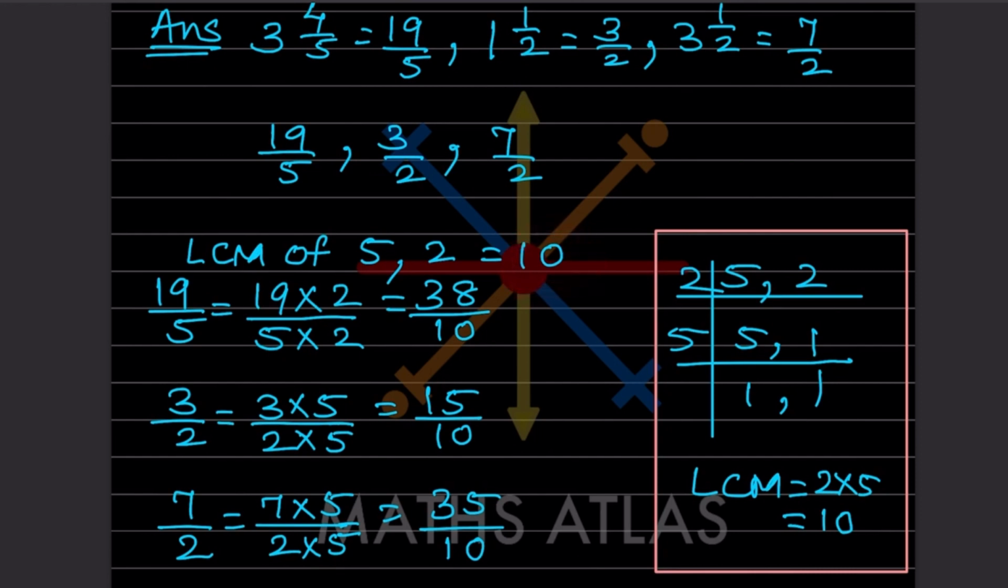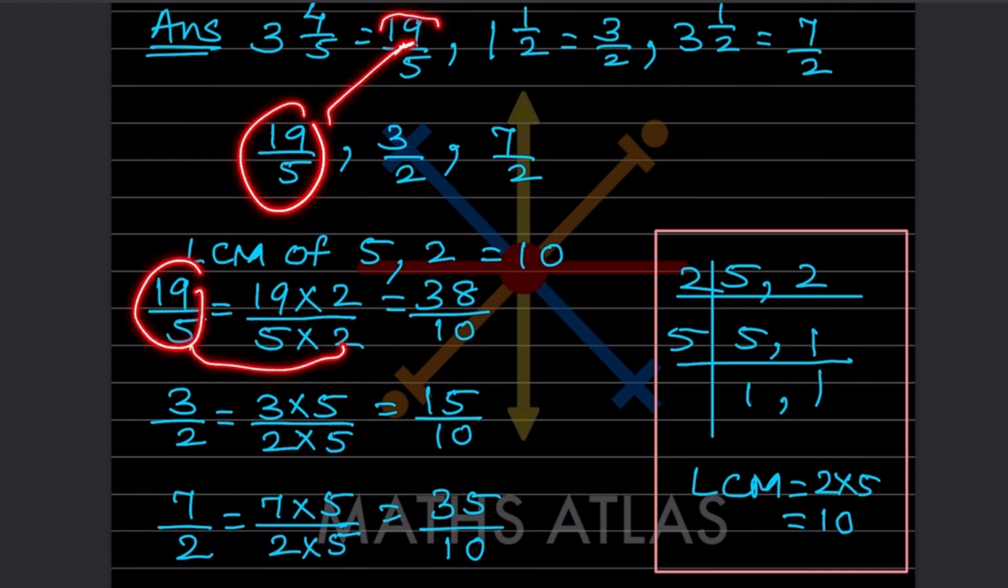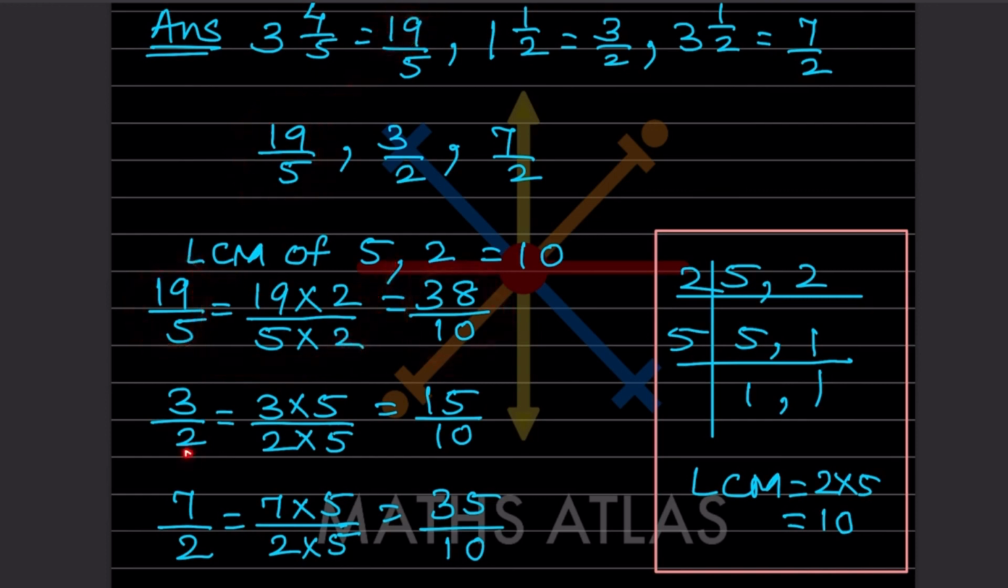Now what are you going to do? We take the new numbers we got, the improper ones, and make the denominator 10. So 5 2s are 10, and because this is multiplied by 2, the numerator should also be multiplied by 2, so that will be 38 by 10. Again, 2 5s are 10, so this is multiplied by 5, the numerator should also be multiplied by 5, that will be 15 by 10. Again, the same here, so you get 35 by 10.